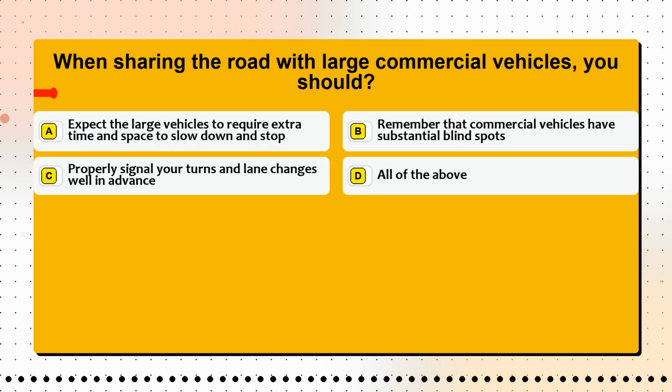Question 50. When sharing the road with large commercial vehicles, you should. Here are the options. Option A. Expect the large vehicles to require extra time and space to slow down and stop. Option B. Remember that commercial vehicles have substantial blind spots. Option C. Properly signal your turns and lane changes well in advance. Option D. All of the above.